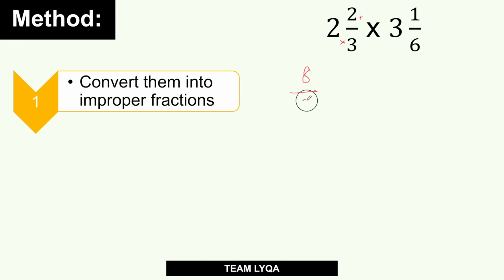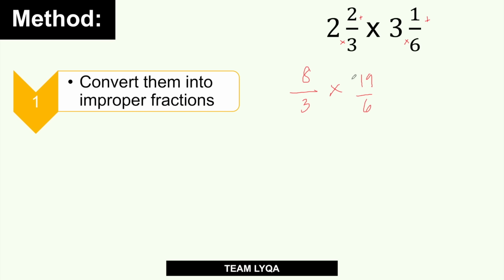Tapos copy yung ilalim, over 3, 3 times 6 is 18 plus 1, 19 over 6. Kung naguluhan kayo dito, again, panoorin nyo lang yung video ko, click nyo lang dito sa taas yung transforming fractions. Yun lang ginawa ko basically. Convert ko lang siya into an improper fraction.